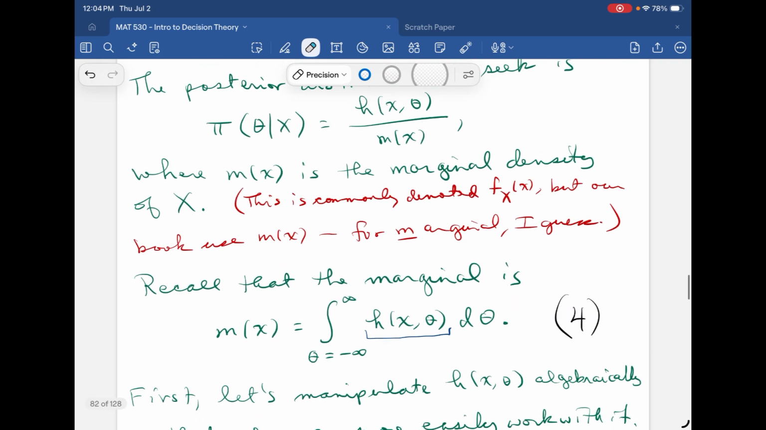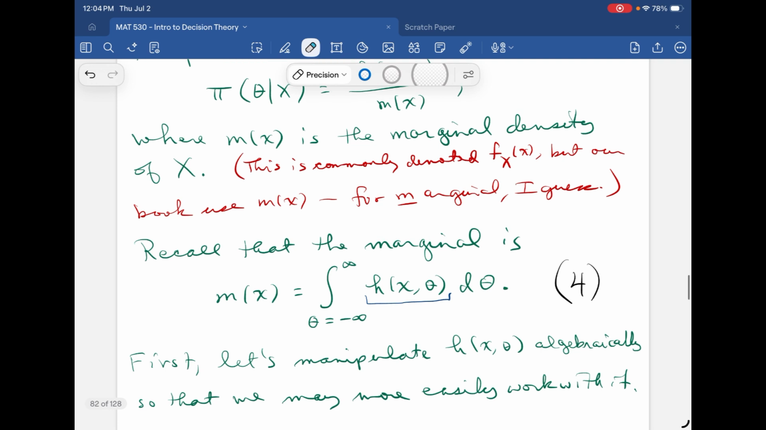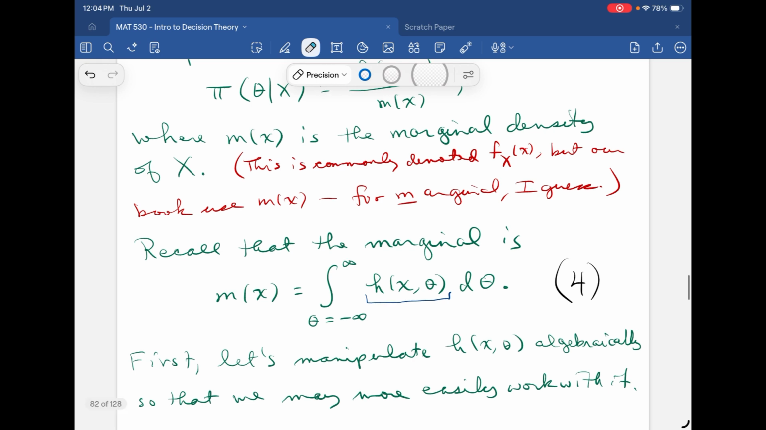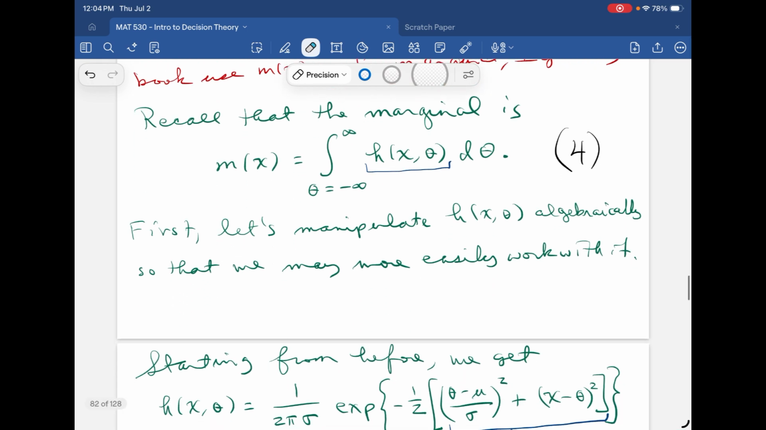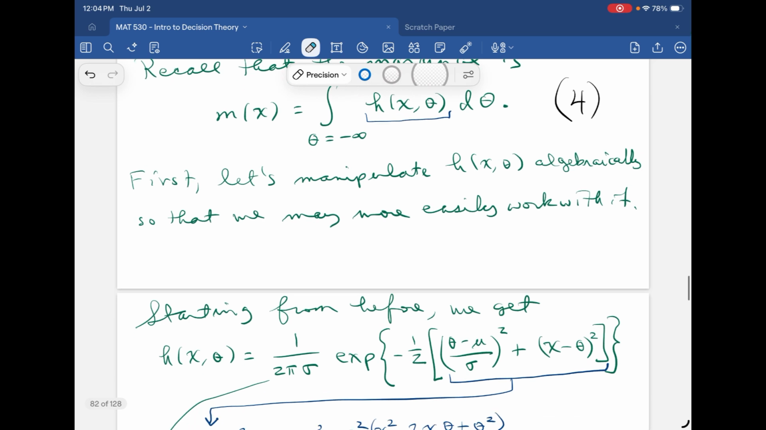And so to get the marginal distribution, we're going to have to integrate the joint density and integrate out the theta. But in order to do that, it's going to be easier for us to do a little more work on the form of h of x, theta. So let's start from where we were before.